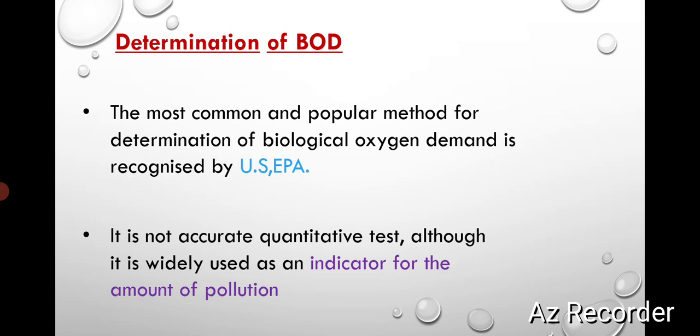Determination of BOD. The most common and popular method for determination of biochemical oxygen demand is recognized by the US EPA. It is not an accurate quantitative test, although it is widely used as an indicator for the amount of pollution.